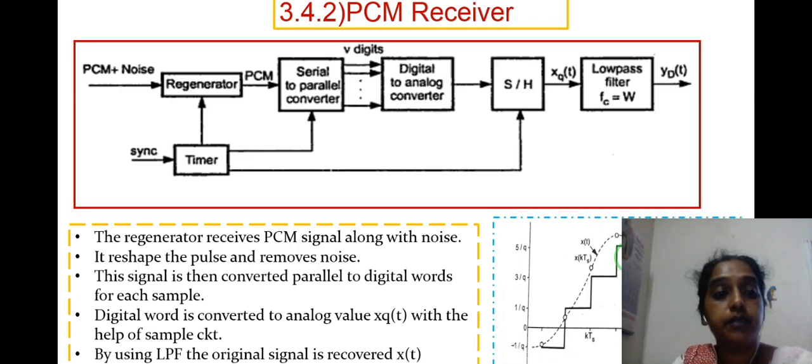In the PCM receiver, we have the PCM signal plus noise given to the regenerator, a serial to parallel converter, a digital to analog converter, and a sample and hold circuit with a low pass filter. We get the output. The regenerator receives the PCM signal along with noise. It reshapes the pulse and removes the noise. The signal is then converted from serial to parallel digital words for each sample. The digital word is converted to an analog value xq(t) with the help of the sample circuit. By using the low pass filter, the original signal x(t) is recovered.